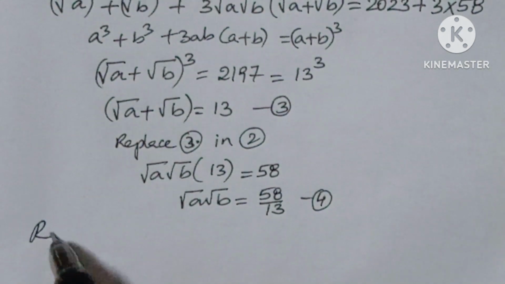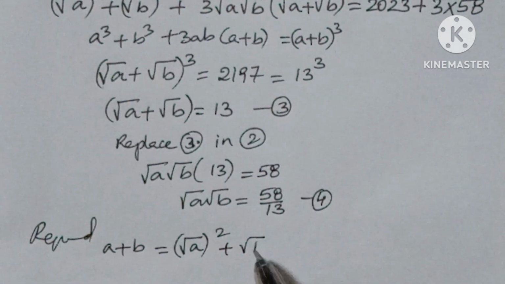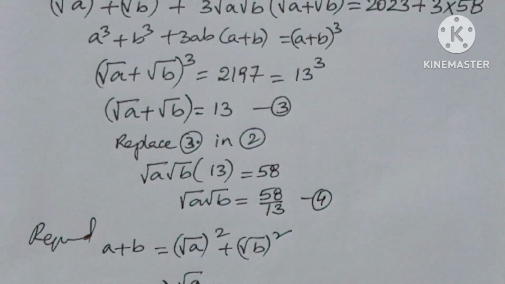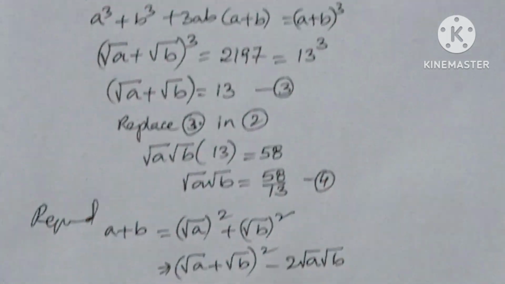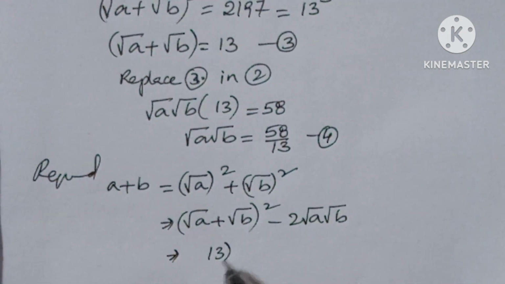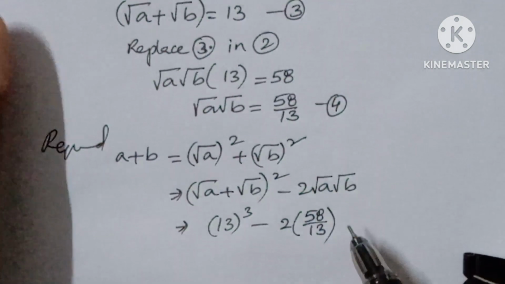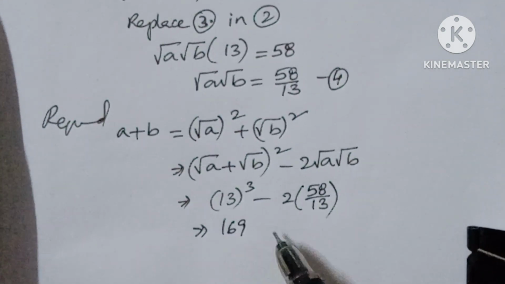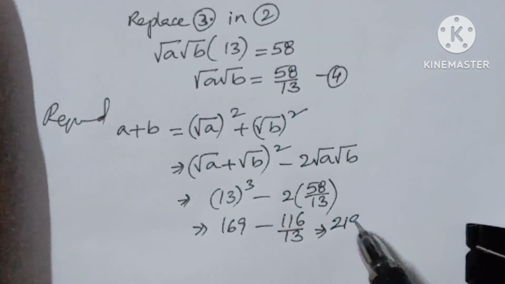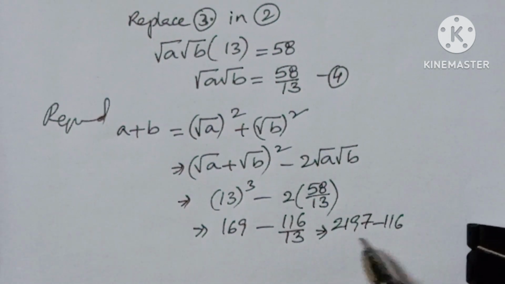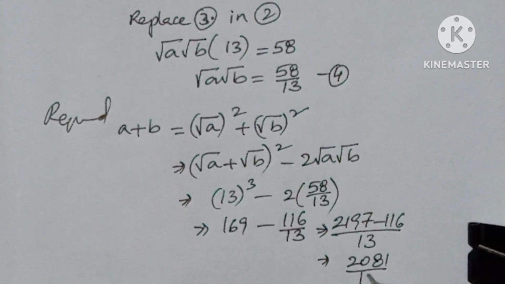Now what is required here? Required: a + b value. This can be written as (√a)² + (√b)². This can be written as (√a + √b)² minus 2√a√b. So a + b is equal to 13 squared minus 2 into 58 by 13. So this can be written as 169 minus 116 by 13. If you take the LCM, you will get (2197 minus 116) by 13. So here you'll get the answer 2081 by 13.